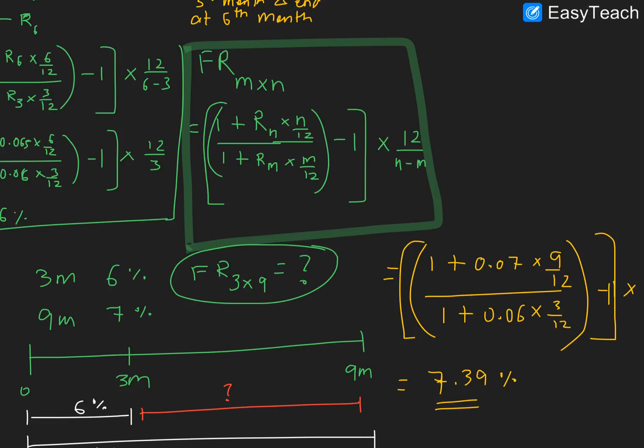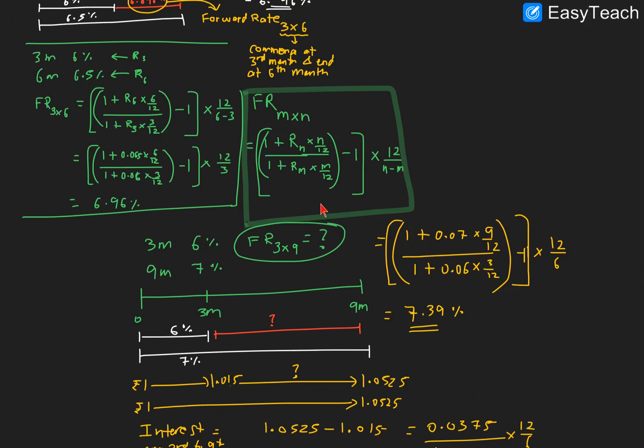I'll just repeat the formula. Forward rate of m by n. When we say m by n, it means we want to make a deposit or a loan after m months that will be closed after n months. So the formula is (1 plus Rn into n by 12) upon (1 plus Rm into m by 12), minus 1. The whole, to make it an annualized figure, we multiply by 12 by n minus m. That's how we get the forward rate.